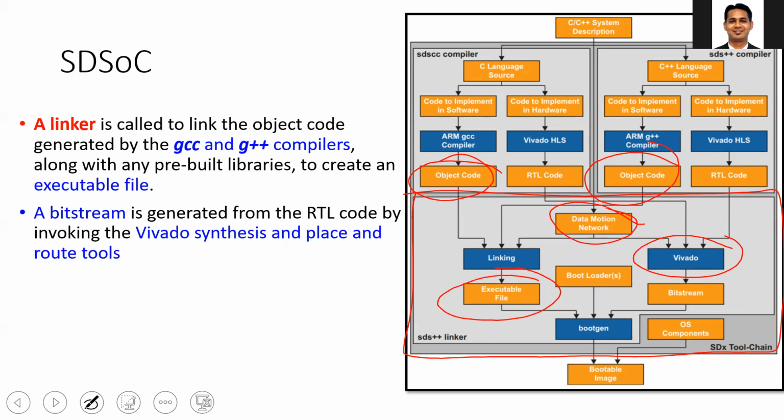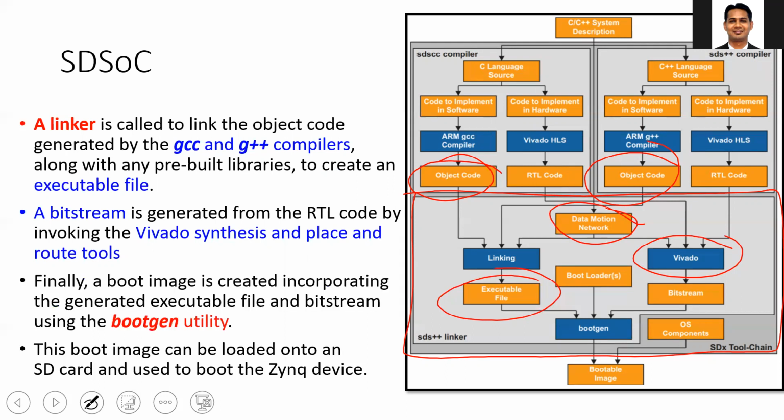So we have majorly two steps: synthesis and implementation. Inside the implementation, we have the map, place, and routing stage. After that, we generate the bitstream. Finally, the boot image is created incorporating the executable file and the bitstream using the bootgen utility. So if you have tested your code on the hardware, you will see that a boot.bin file is created, which is created using the bitstream, ELF file, and the bootloader inputs.